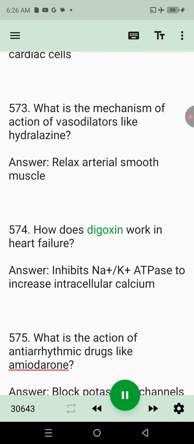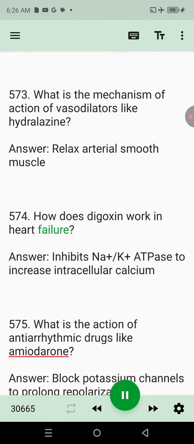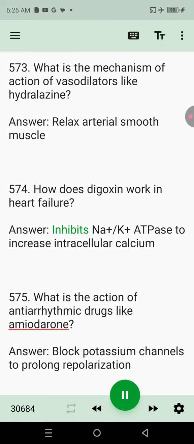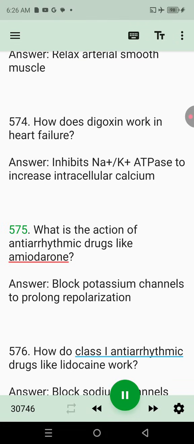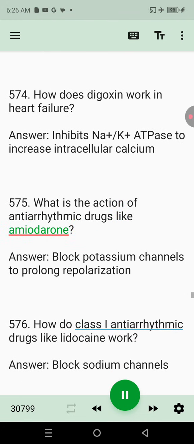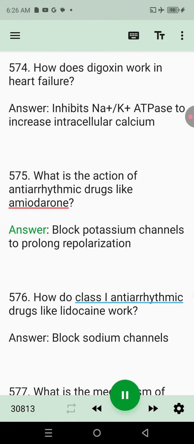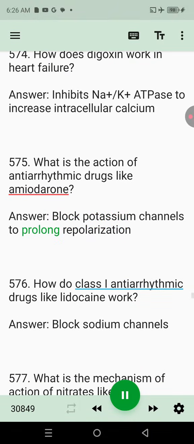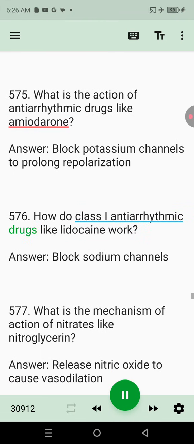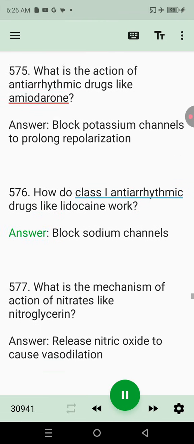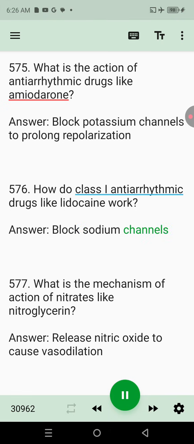574. How does digoxin work in heart failure? Answer. Inhibits Na+/K+ ATPase to increase intracellular calcium. 575. What is the action of antiarrhythmic drugs like amiodarone? Answer. Block potassium channels to prolong repolarization. 576. How do class 1 antiarrhythmic drugs like lidocaine work? Answer. Block sodium channels.